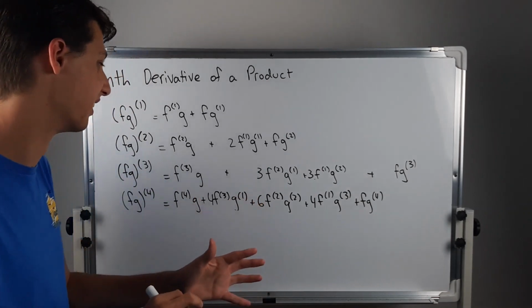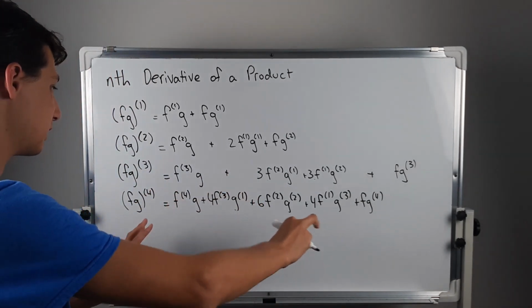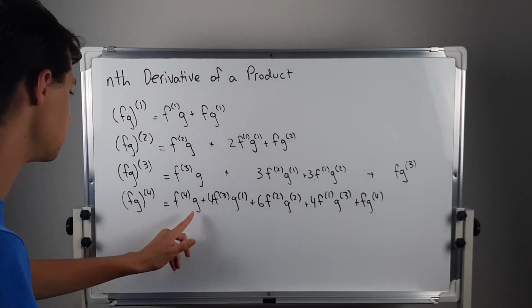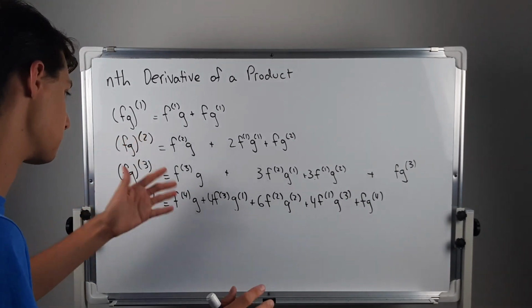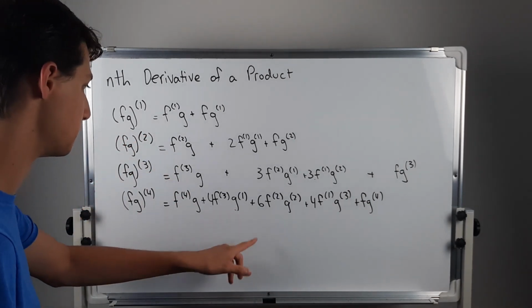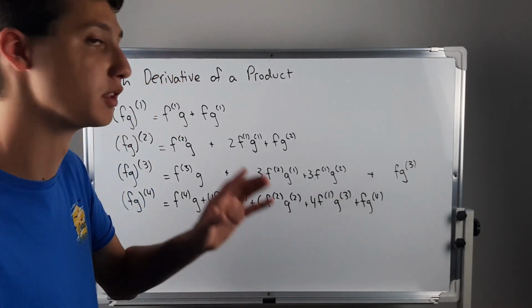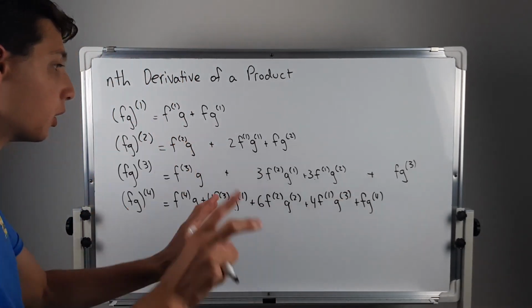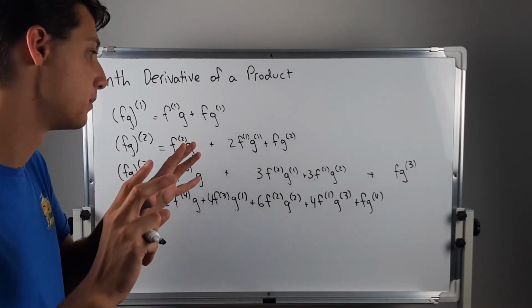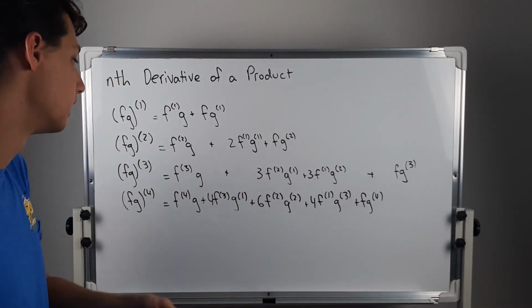Okay, so I put everything into one line, so we have f⁴g⁰ basically, plus 4 f³g¹, plus 6 f²g², plus 4 f¹g³, plus fg to the fourth. Okay, so let's look at the patterns here, what's going on.